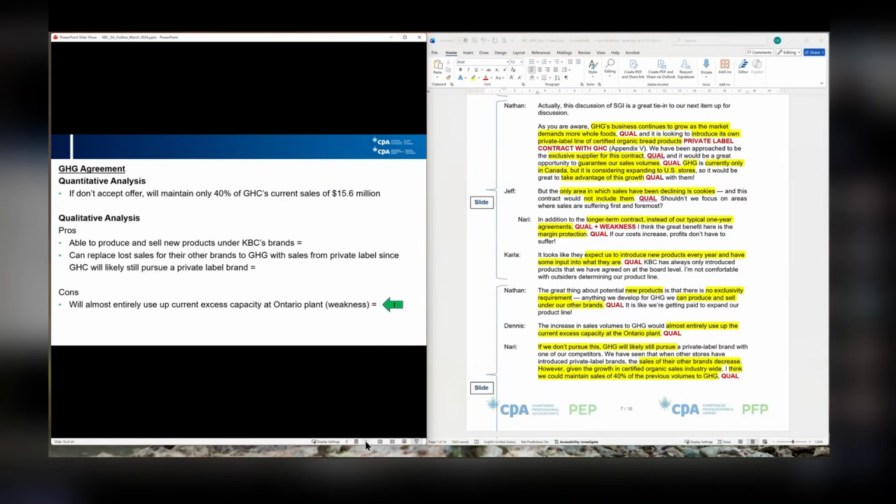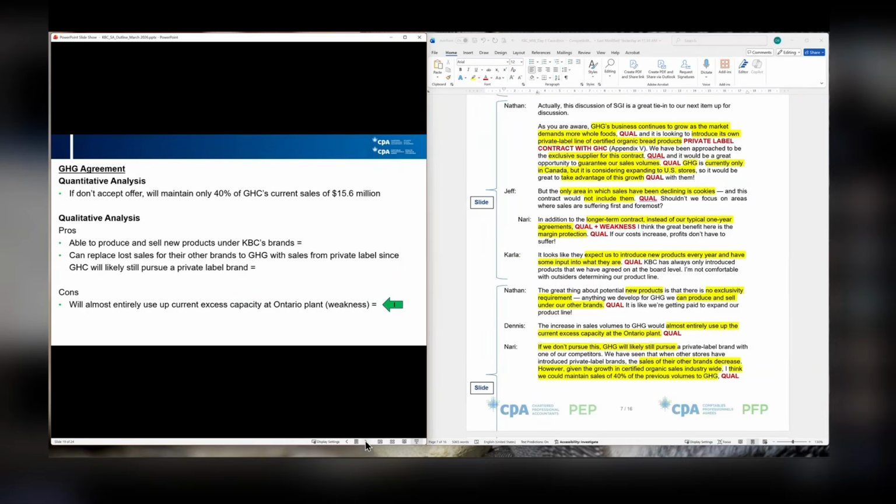Here is some more information that I need to extract. Again, there's some quantitative information, so let's extract that. If Garnet doesn't accept this offer, then they're only going to maintain 40% of GHC's current sales of 15.6 billion. So I know I'm going to need that for my quantitative analysis. Qualitative, there are some other pros. Well, the ability to produce and sell new products under KBC's brand.